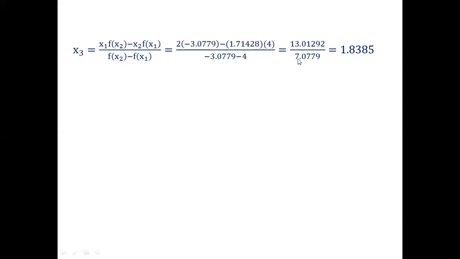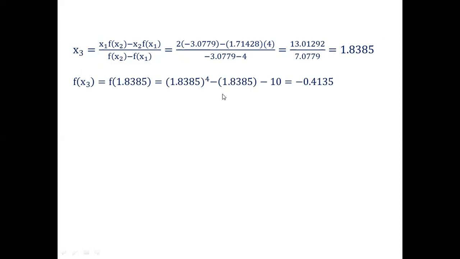Denominator simplification is just 7.0779. Numerator and denominator both have a negative sign, so I cancelled it. So after that, this numerator by denominator simplification is 1.8385. Then find f of x3.